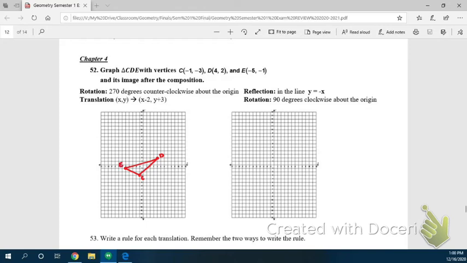Okay. The first transformation that they want to do is the rotation of 270 degrees counterclockwise. Counterclockwise is to the left. To the left, to the left. You will go to the left.